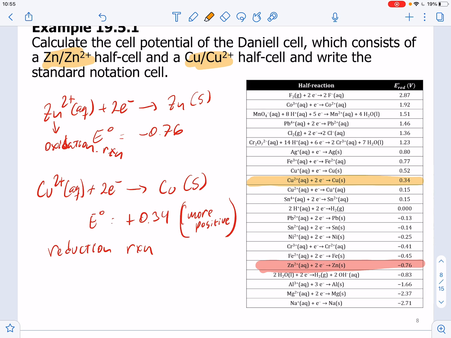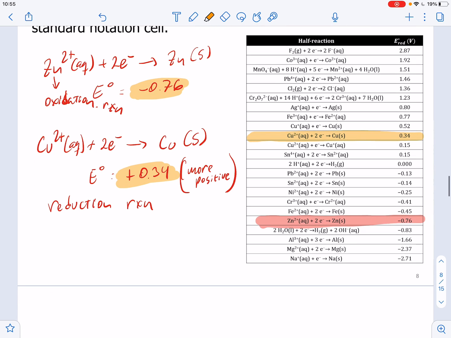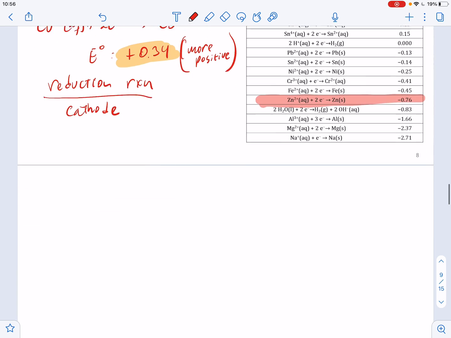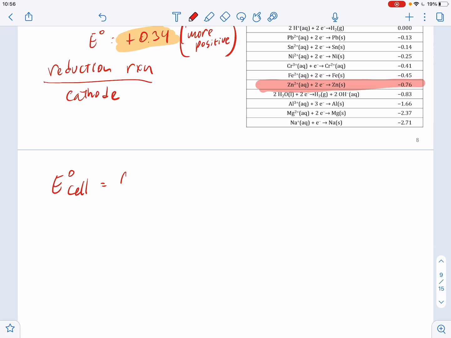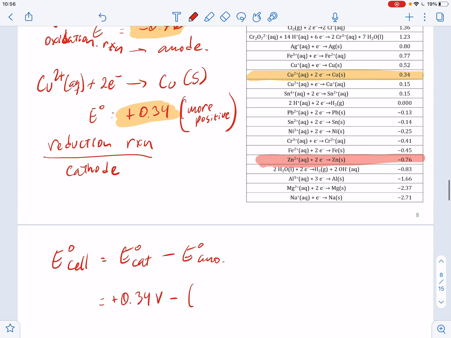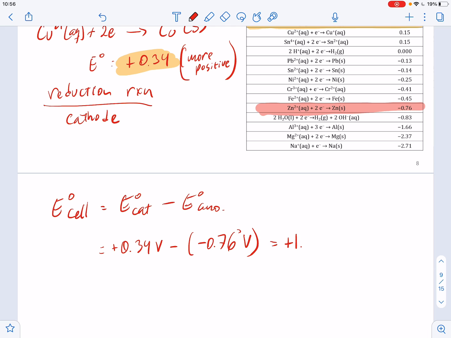Okay, so you're comparing plus 0.34 versus minus 0.76. That means that if this is your reduction reaction, this is happening in the cathode and this is happening in the anode. Therefore, your standard cell potential is going to be equal to the potential of your cathode minus the potential of your anode, and this is equal to plus 0.34 minus minus 0.76 volts, and this is equal to plus 1.10 volt. So this is your standard cell potential when you combine those half reactions.